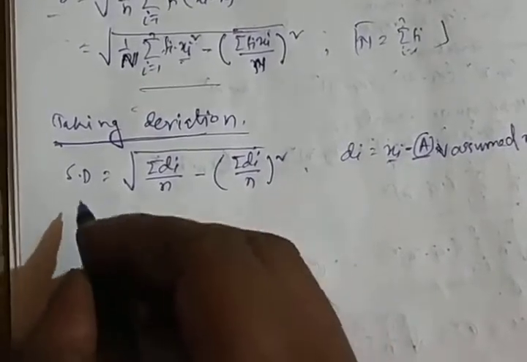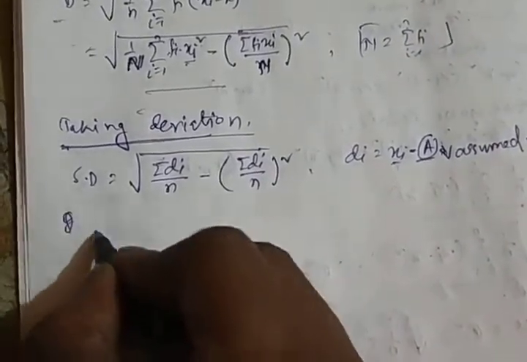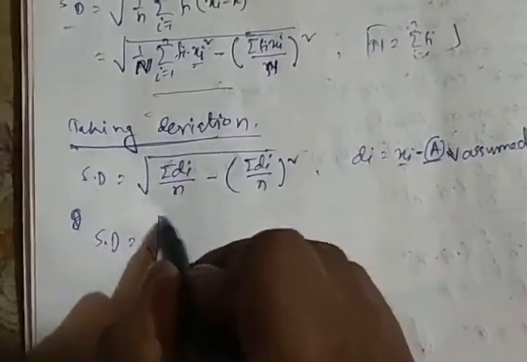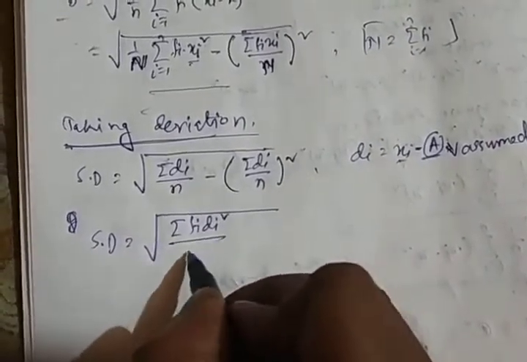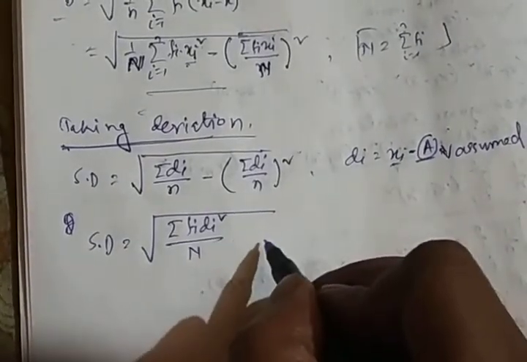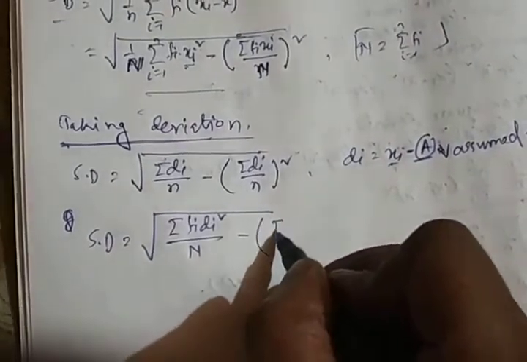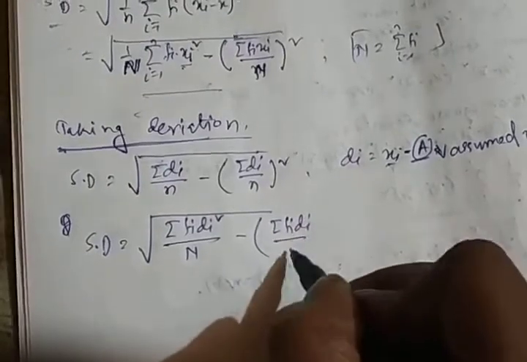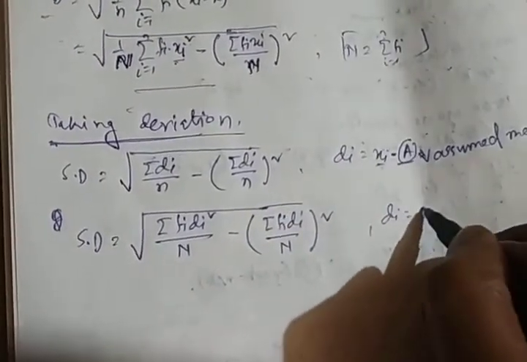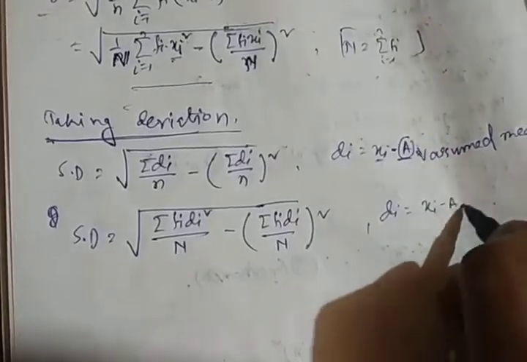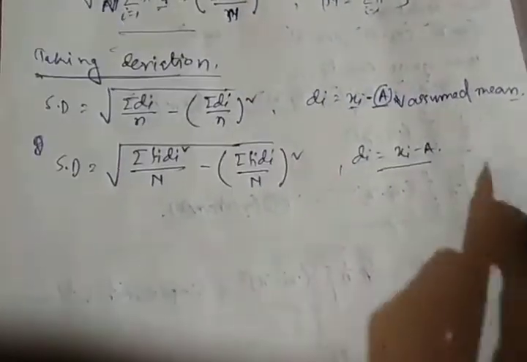For frequency distribution, the standard deviation equals root under summation fi di square divided by capital N, minus (summation fi di by capital N) whole square, where di equals xi minus a. Here a is the assumed mean.